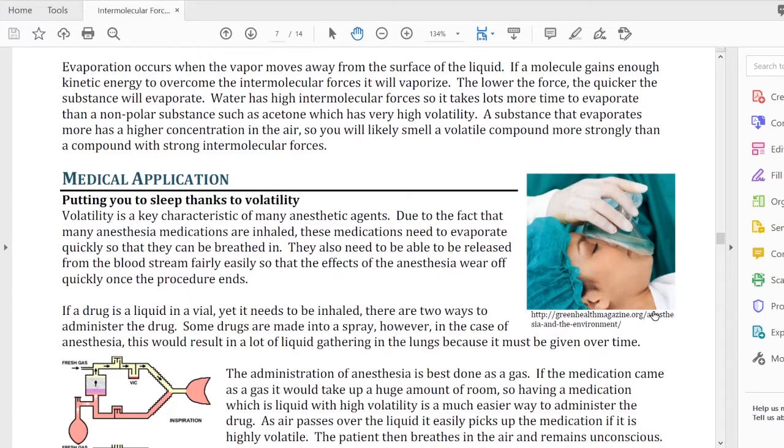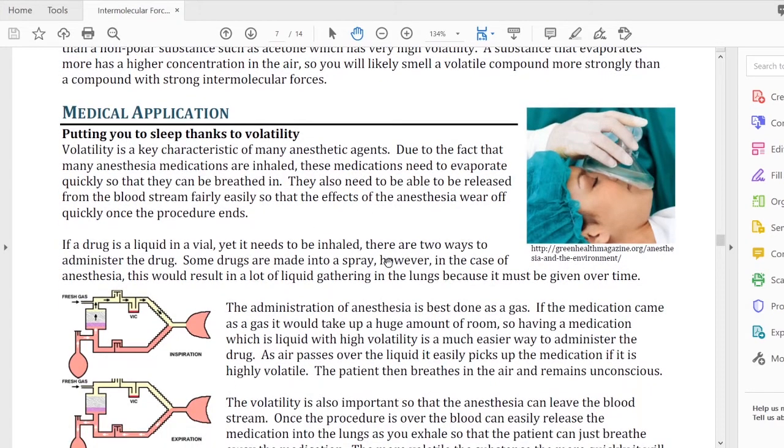And then as you can see here, she has a face mask, and it goes through the tubes. Once it hits the air, it needs to turn into a gas. So it needs to have a high volatility so that you can actually breathe it in, okay? If a drug is a liquid in a vial, yet it needs to be inhaled, there are two ways to administer that drug when we talk about anesthesia.